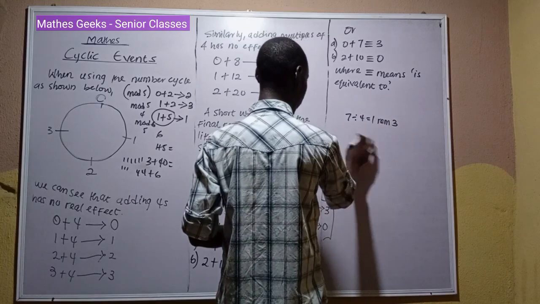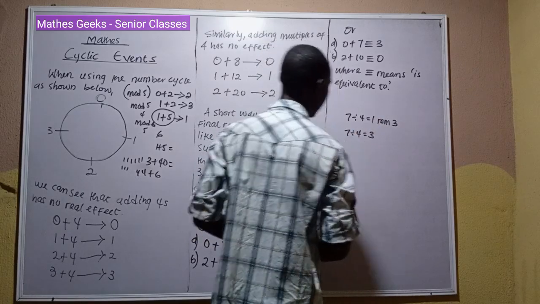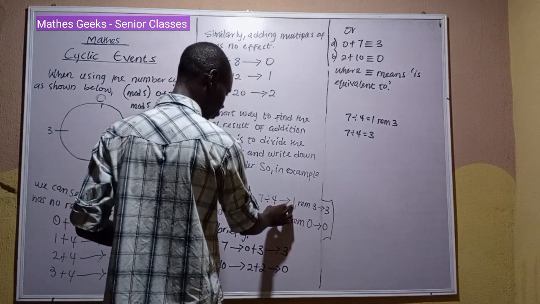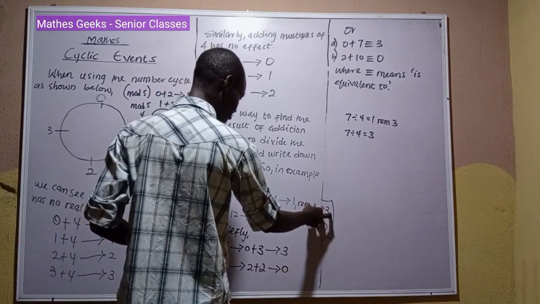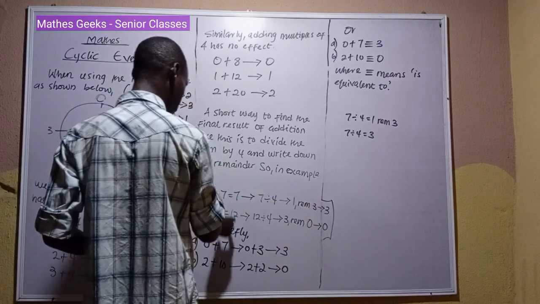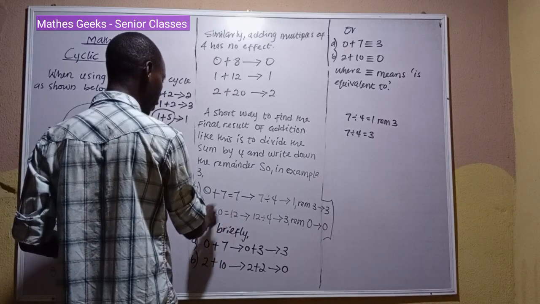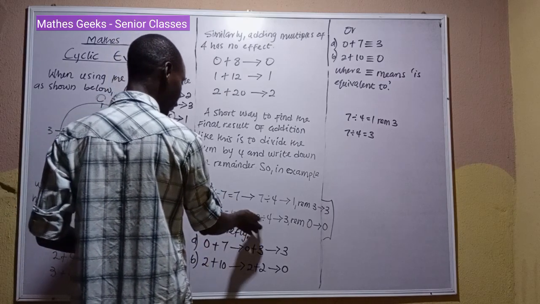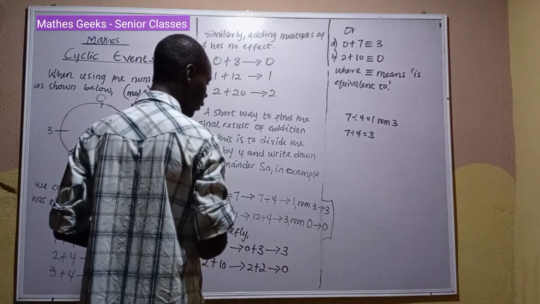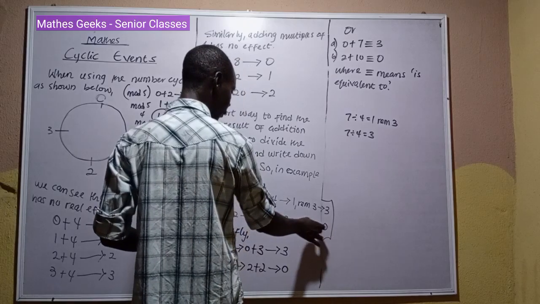Which implies in modular arithmetic, 7 divided by 4 is equal to 3, not 1. So we only take the remainder, not 1. So 7 divided by 4 implies 1 remainder 3, which implies 3. So our final answer was 0 plus 7 is equal to 3, or 2 plus 10 is equal to 12. Now divide 12 by 4. 12 divided by 4 is 3, remainder 0. So our answer is the remainder, which is 0.